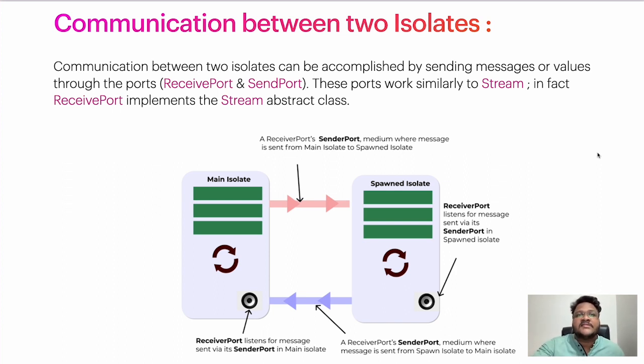Think of it like a pipe. Suppose the main isolate has a pipe. One end of that pipe is the receive port and the other end of that pipe is the send port. So the main isolate has that pipe.